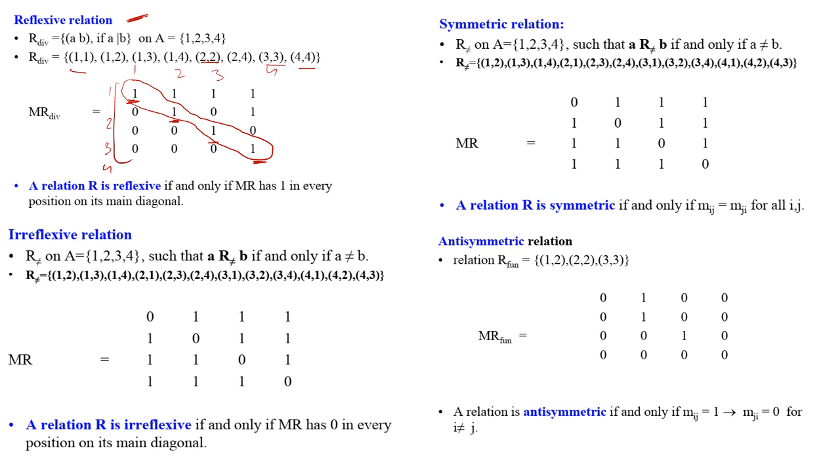So if you have a reflexive relation, it will have a 1 in every position on its main diagonal. In case of an irreflexive relation, the main diagonal will be made up of all zeros. There will not be any 1 over here. If the diagonal has some 1s and some zeros, it will be a non-reflexive relation.